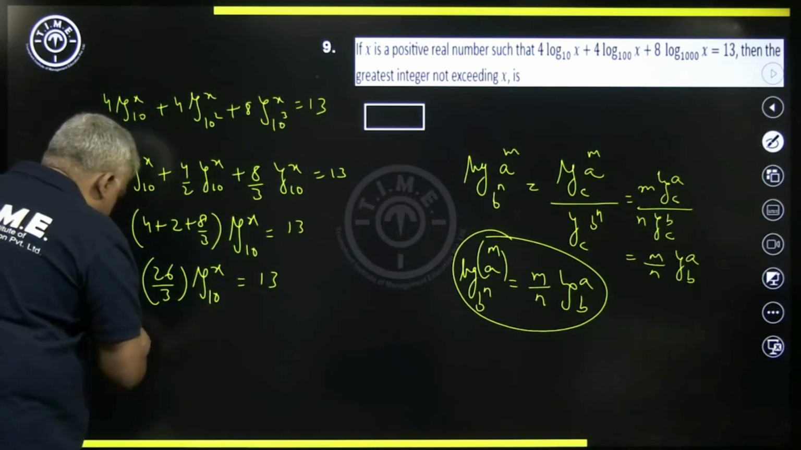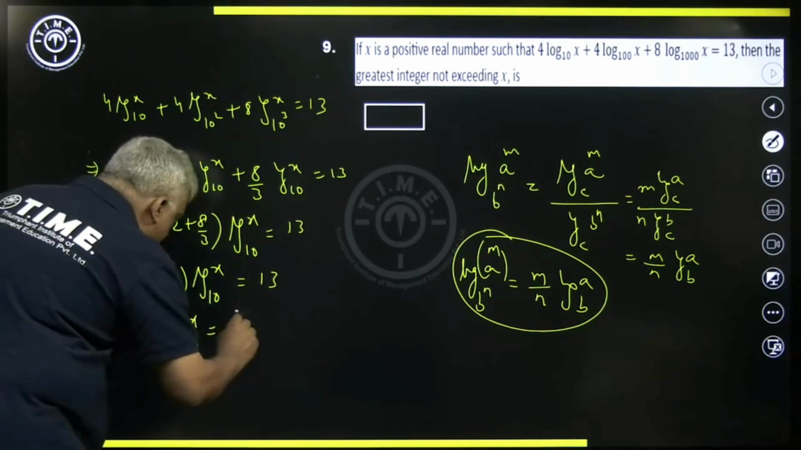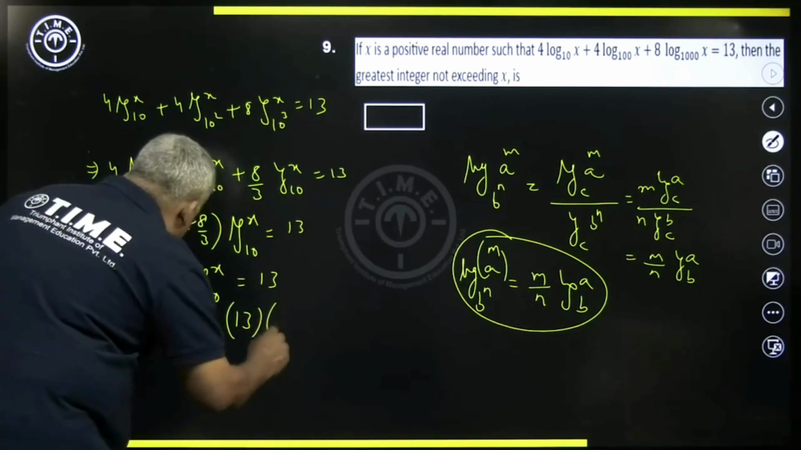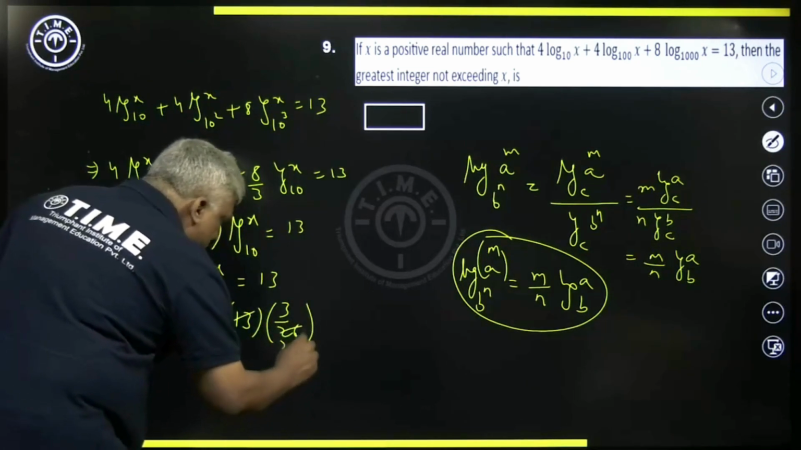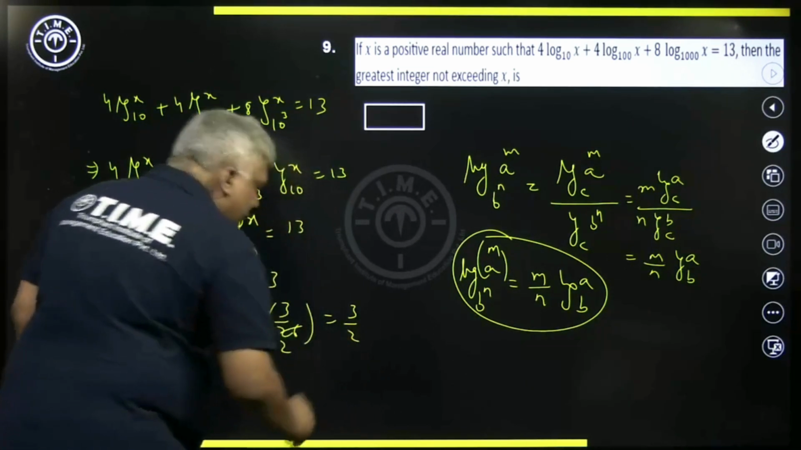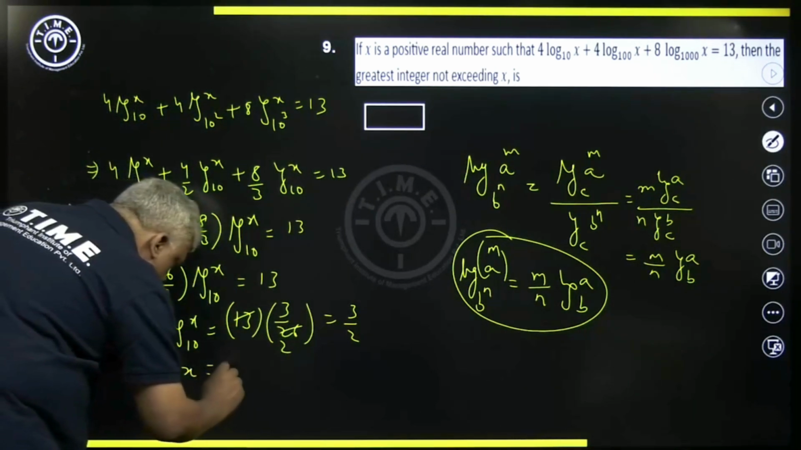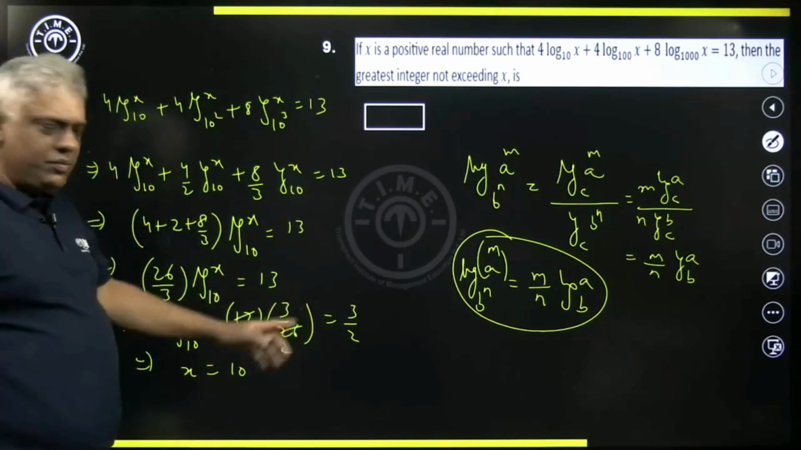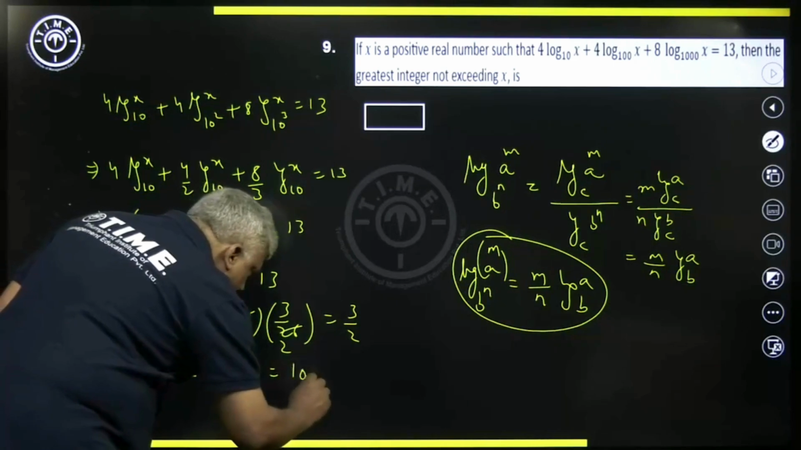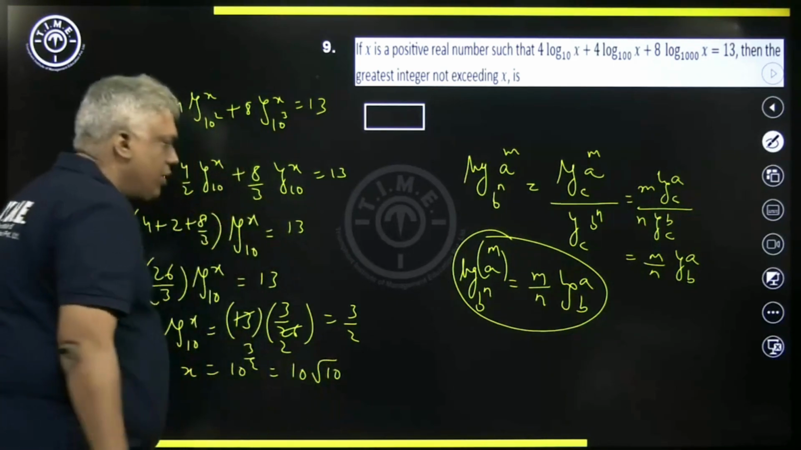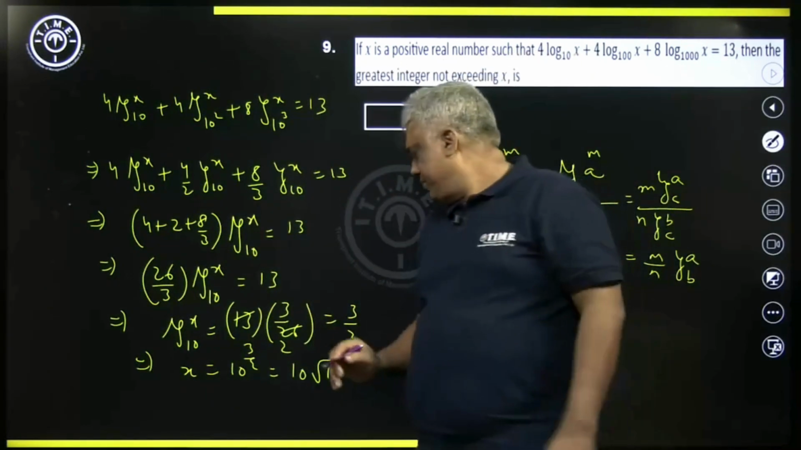So, here log of x to the base 10 will be 13 into 3 by 26, it got cancelled. So, it will be 3 by 2, right. So, x will be 10 to the power 3 by 2, which will be equal to 10 root 10, right. So, 10 root 10, we have to find the greatest integer function.